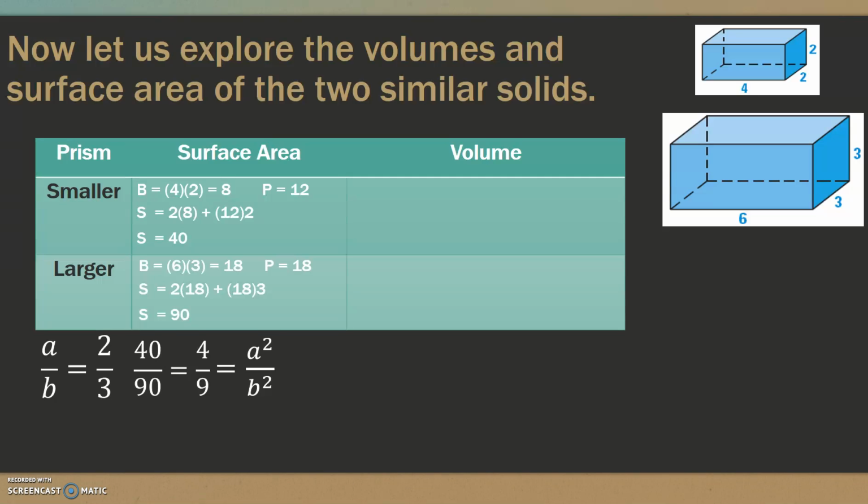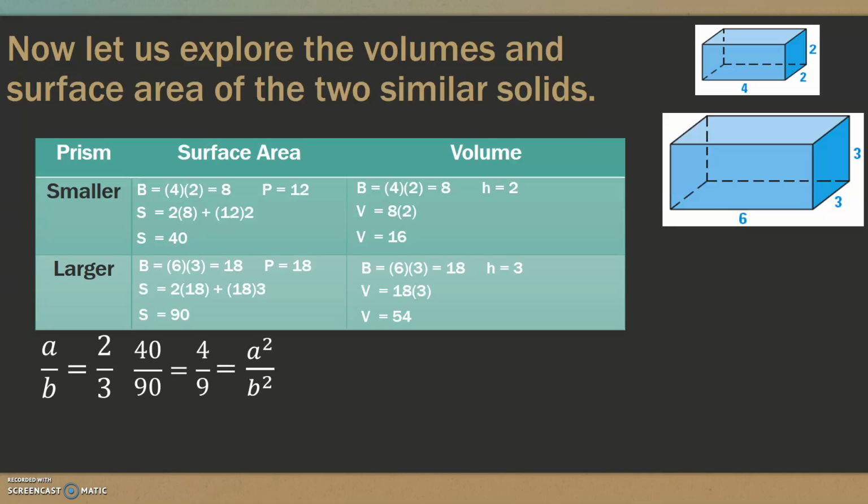So if I know what the side length ratio is, I can square it, and that's going to give me the surface area ratio. Finally, let's look at the volume. Area of the base times the height. So again, the area of the base is 8. The height is 2. So when I multiply that, I get 16. When I do it for the other one, I end up with a volume of 54.